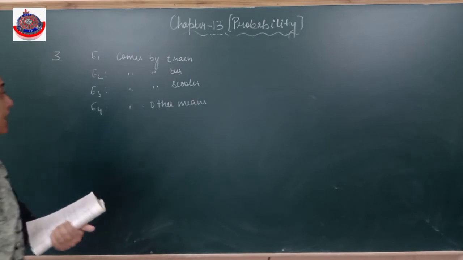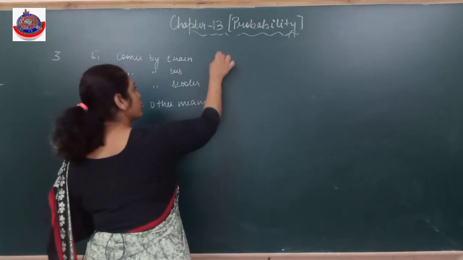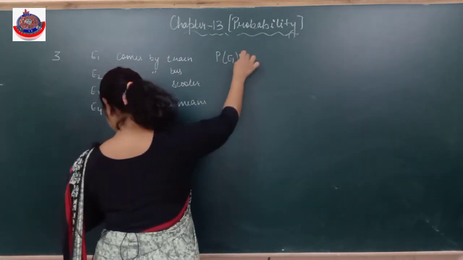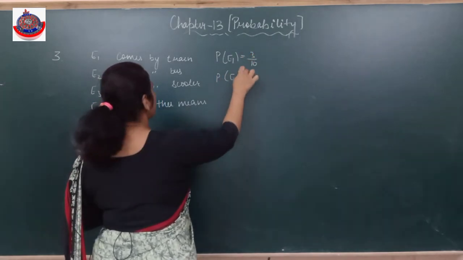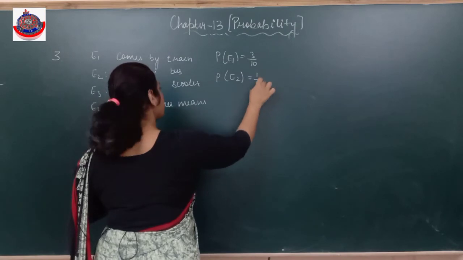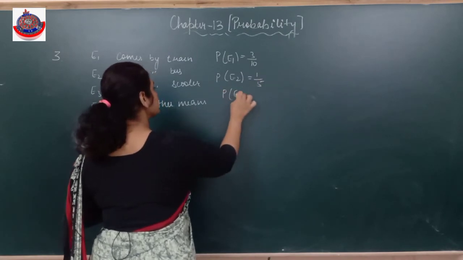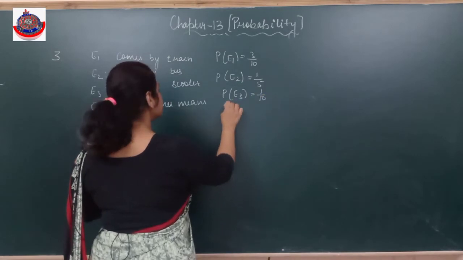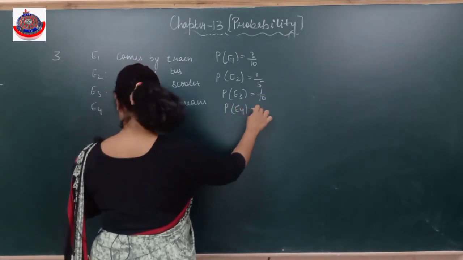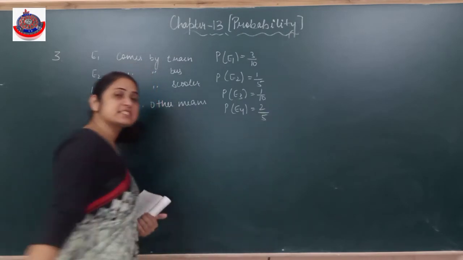Clear? And the probability of each of these is given to me. Probability that he comes by train is given to be 3 by 10. Probability he comes by bus is given to be 1 by 5. Probability he comes by scooter is given to be 1 by 10. And the probability he comes by other means of transport is given to be 2 by 5. This is given to me.